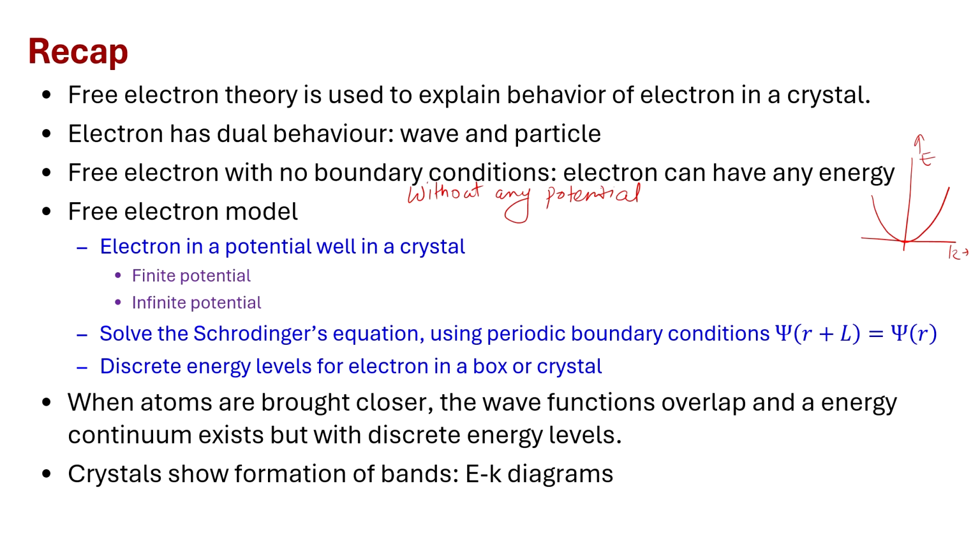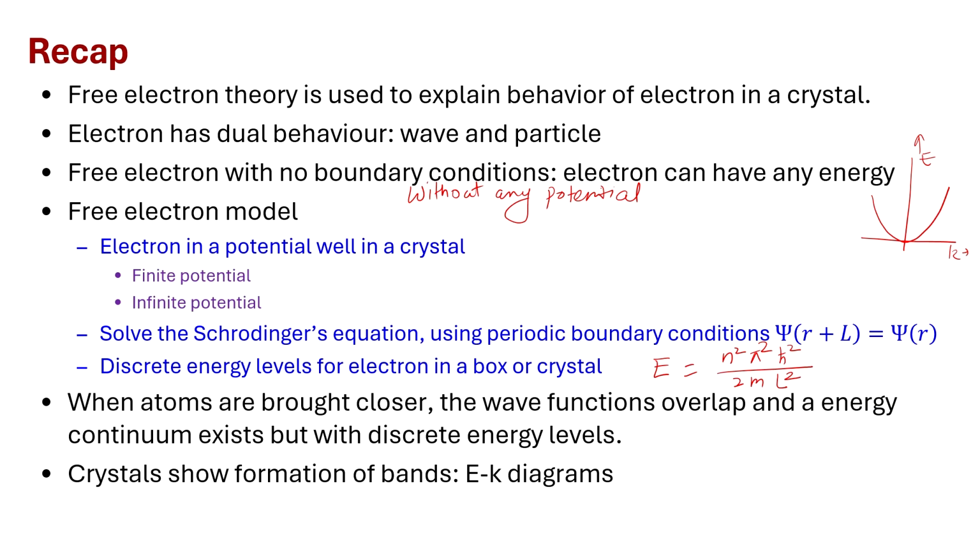So, electron cannot have any energy, it can only occupy certain energy states, whose expression was E is equal to n square pi square h cross square divided by 2 m L square.